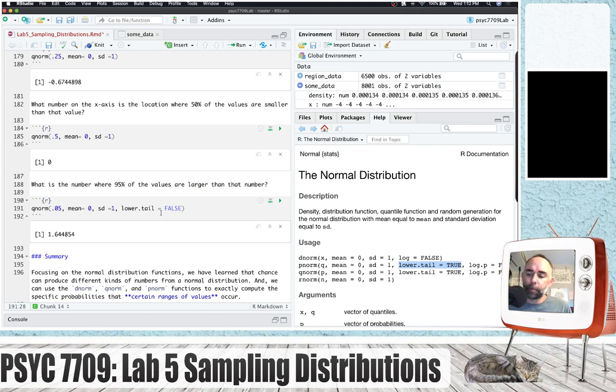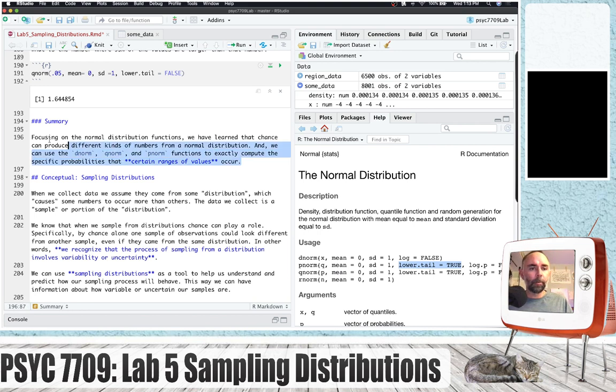Now, we will probably see this number again later when we talk about z-tests. But for now, I'm just showing you that you can use the qnorm function to determine these things. So here's the summary. All we did here was look at the normal distribution functions in R. We can see that by random sampling, chance produces different kinds of numbers when you pull them from a normal distribution. And we can use the dnorm, qnorm, and pnorm functions to exactly compute the specific probabilities that certain ranges of values can occur. So when we want to know what chance can do when you are taking numbers from this distribution, we can calculate what chance can do exactly.